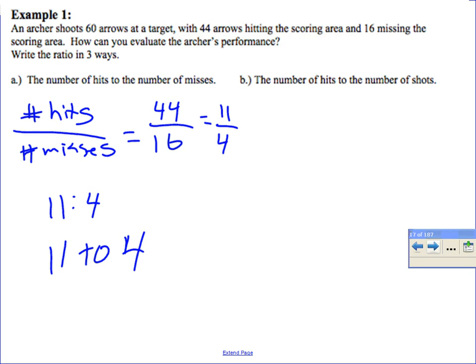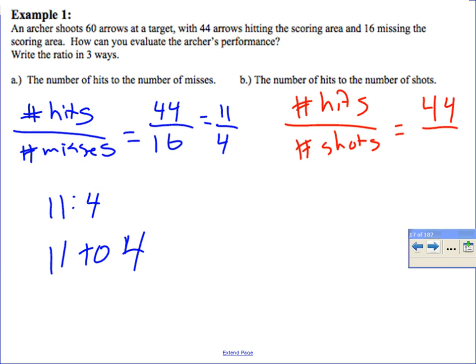Okay, letter B, the number of hits to the number of shots. So number of hits, number of shots. So first thing, what are the numbers, Mary, that we're first filling in? Okay, which one goes where? Good, 44 and 60. Mary, where'd you get the 60 from? Great job. So completely simplified. Melissa? Good, 11 over 15.